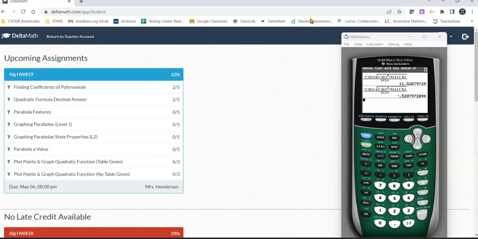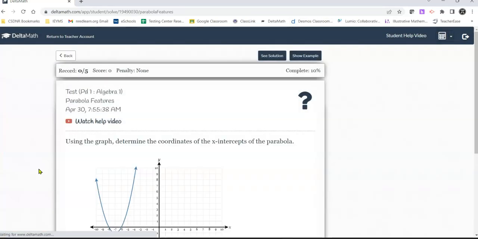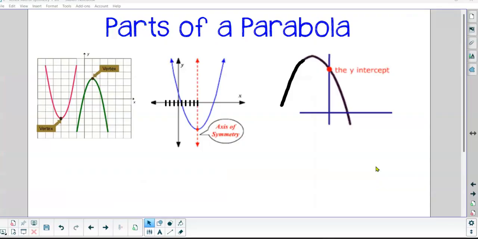All right. Shrink this down. Now let's take a look at our parabola features. So for this next section, you're going to need to know three parts of a parabola.